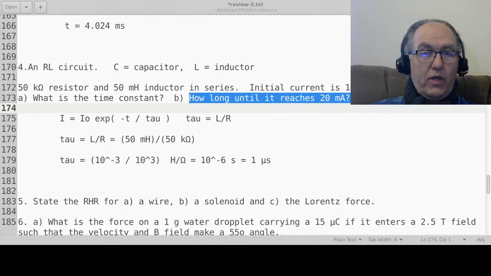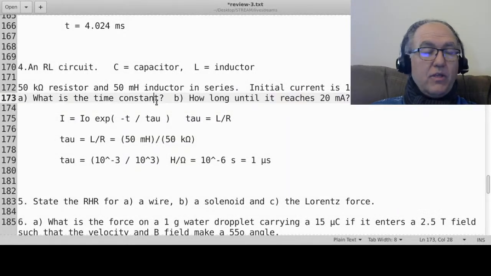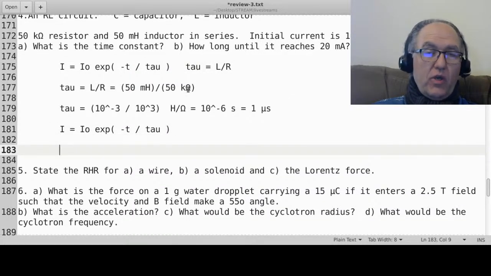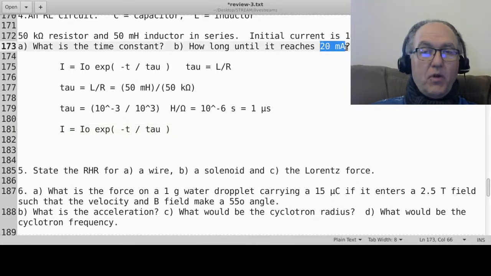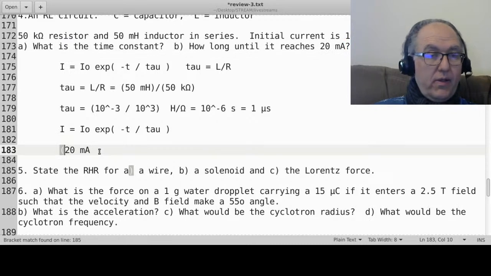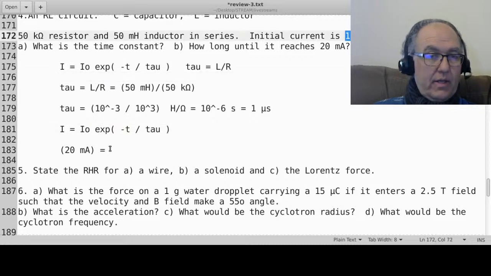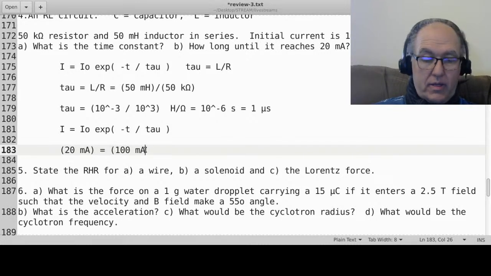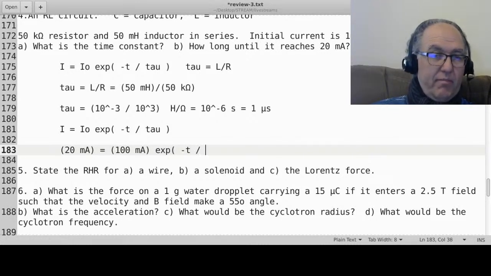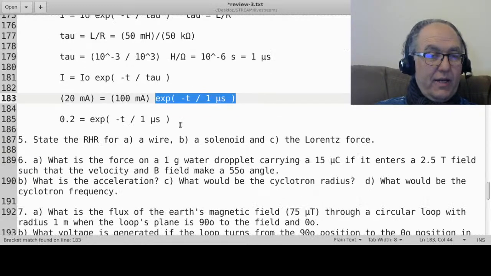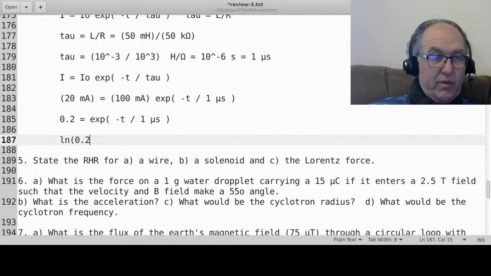How long before the current drops down to 20 milliamps? The math is almost identical to the previous one. You start with this formula there. The I is the current right now, and that's 20 milliamps. I naught is the initial current, and that was 100 milliamps. And now we have the exponential of minus t divided by tau, where tau is 1 microsecond. So 20 divided by 100 is 0.2 on the left-hand side, and then we get this exponential there.